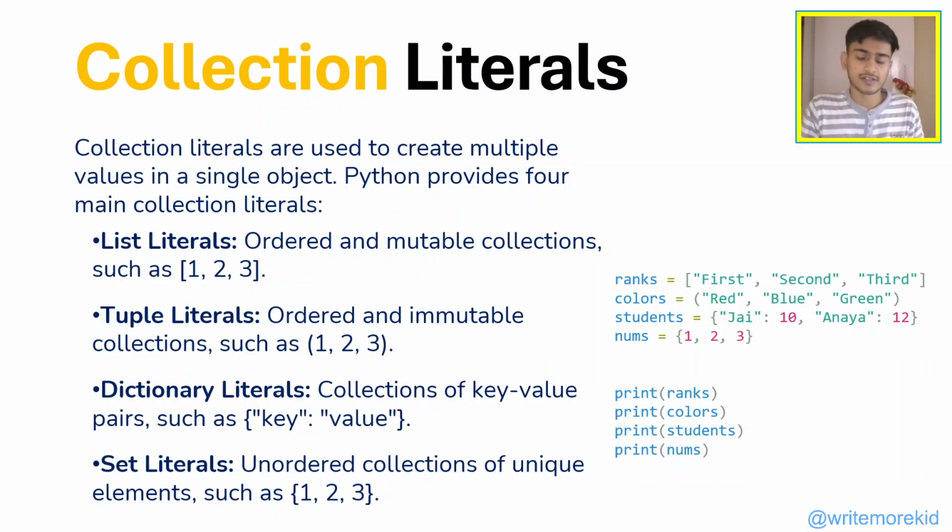Now we have collection literals. Collection literals are used to create multiple values in a single object. That is, you can refer to multiple objects using one single reference. So here I can refer to first, second, and third using just ranks. The data type which you are seeing right now on the screen, which I'm trying to highlight here, is a list. So this is a list, the one which I have highlighted in yellow.